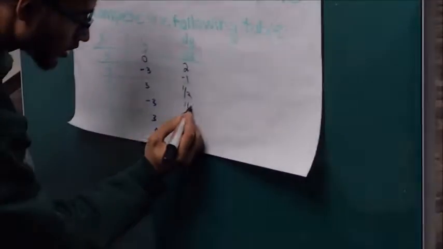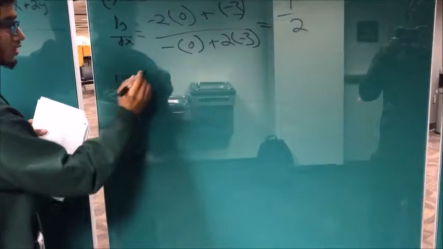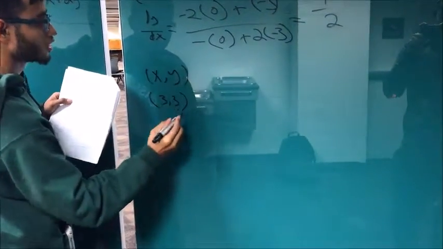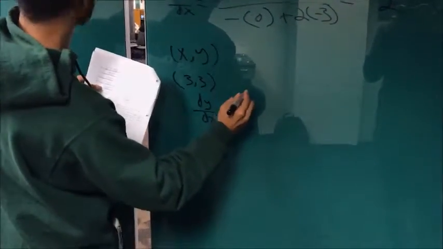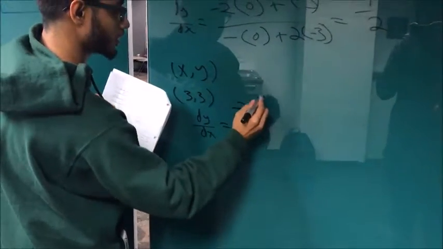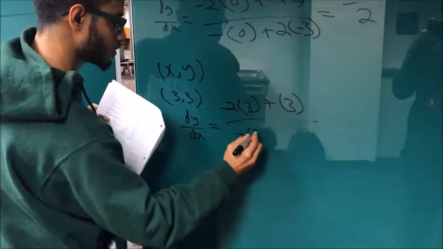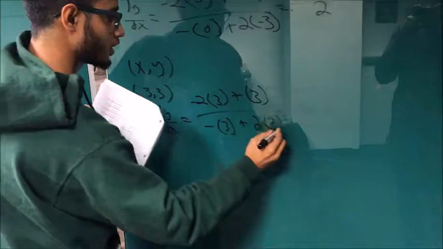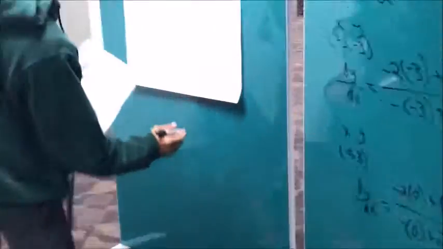Now we have 2 more points, almost there. x and y, so we have (3, 3). So dy/dx equals negative 2 times 3 plus 3, which is y, all over x, which is 3, plus 2 times y. And we already got that. It's going to be negative 1. So let's just put it over here.